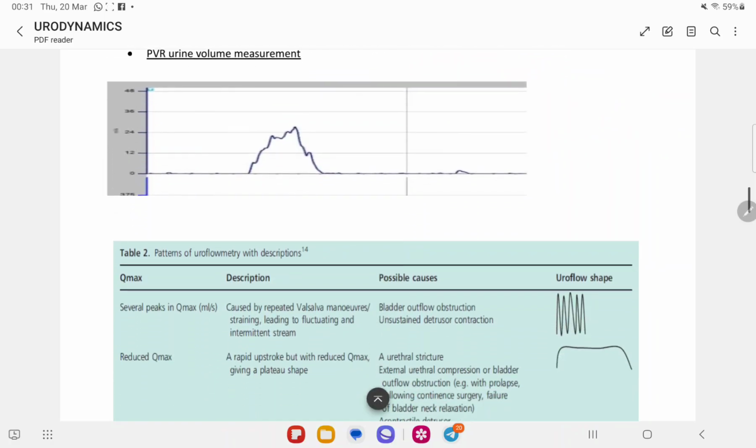Now this is the Qmax. It is usually a bell-shaped curve, but it is not necessary for this curve to be perfect. It can be asymmetrical. But it is a bell shape like this. This is the Qmax, and this is the proper stream. It goes up, the maximum Qmax is reached, and then it goes down.